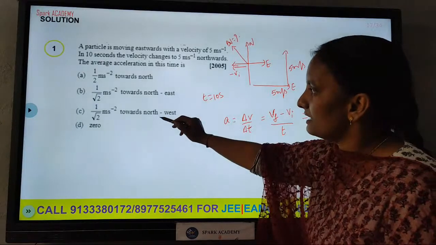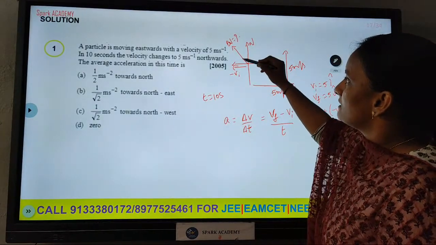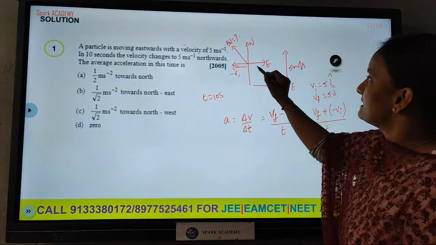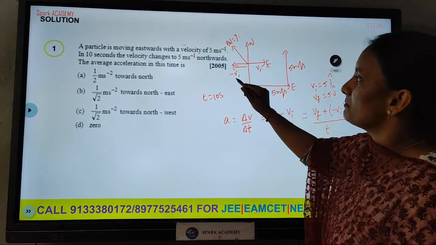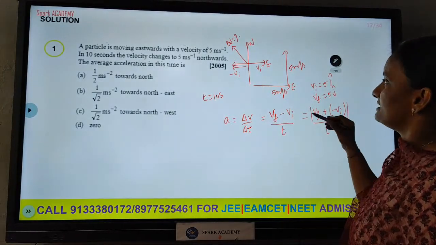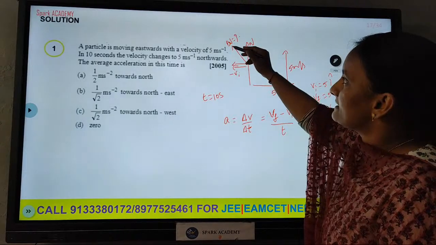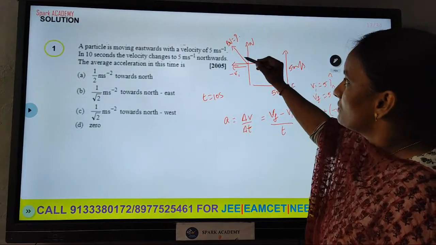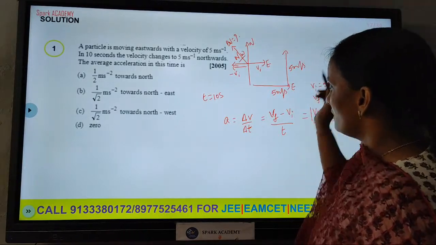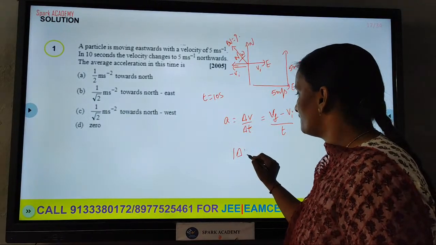They are asking the direction also. So what is the resultant of these two? By following vectors, this is vi, but we need to take minus vi. Then we can find the magnitude of that resultant. That is the change in velocity direction. So what is this direction? This is northwest direction. So now find delta V first.